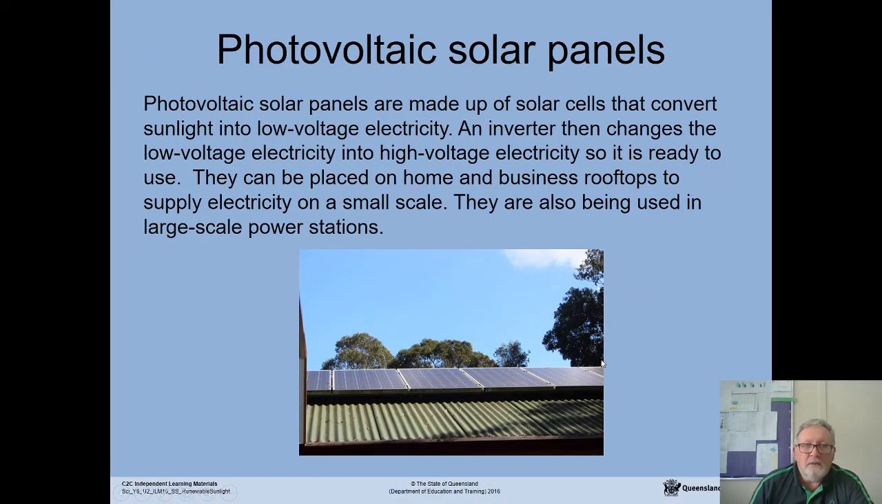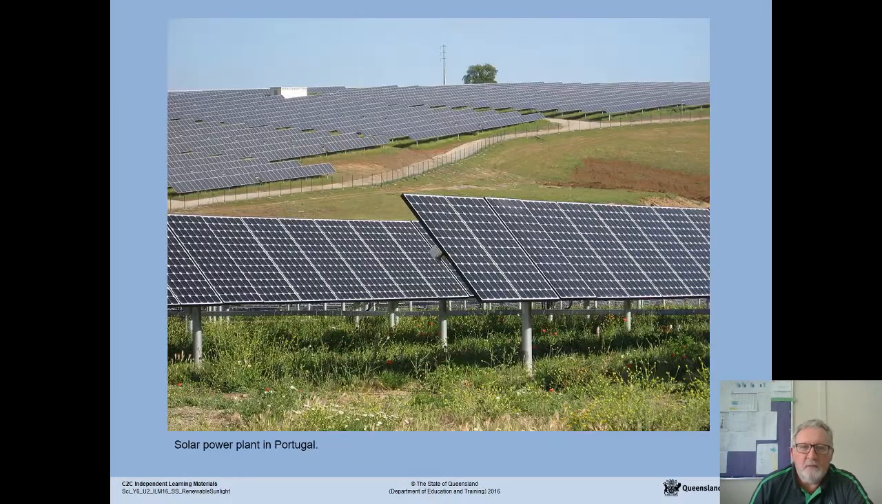All right, and the other one is the one that we're used to seeing, the photovoltaic solar panels, and we have them on our roofs. So these solar panels are made up of solar cells, and these convert sunlight into a low voltage electricity. An inverter has to be attached to that. That changes the low voltage electricity into a high voltage electricity ready for us to use. So they're placed on homes and business rooftops, and they supply electricity on a fairly small scale, usually enough for that house or business. But they are also being used in large scale power stations.